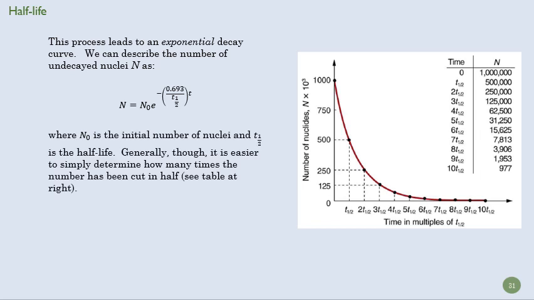Okay. So rather than using this equation to find the exact number of nuclei, a lot of times we'll think more in terms of how many times we have to cut something in half to get a certain number of nuclei. So if we wanted to know how long it took to get 1/8 of the original material, we would say, well, that's 3 half-lives. And so if the half-life is 10 seconds, then that'll take about 30 seconds.